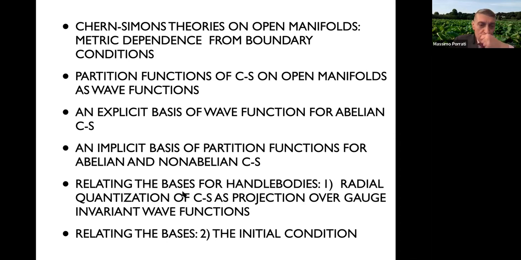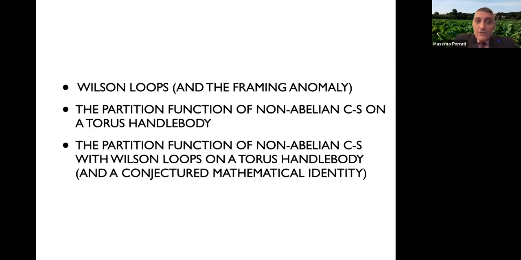To relate this basis of wave functions, we need a few ingredients. The first one is a radial quantization of Chern-Simons, and in particular, we'll have to discover that radial quantization of Chern-Simons also implements a projection over gauge invariant wave functions, and then we'll have to give, in a sense, an initial condition for the radial evolution. Once we do that, we'll be able to have a very explicit formula that relates partition functions of Chern-Simons with or without Wilson loops to a given wave function obtained by canonical quantization of Chern-Simons.